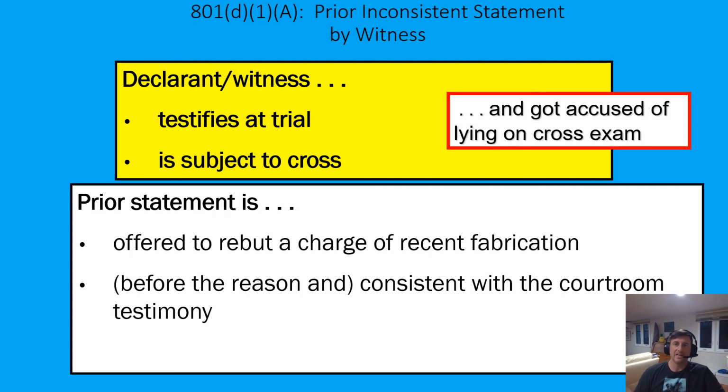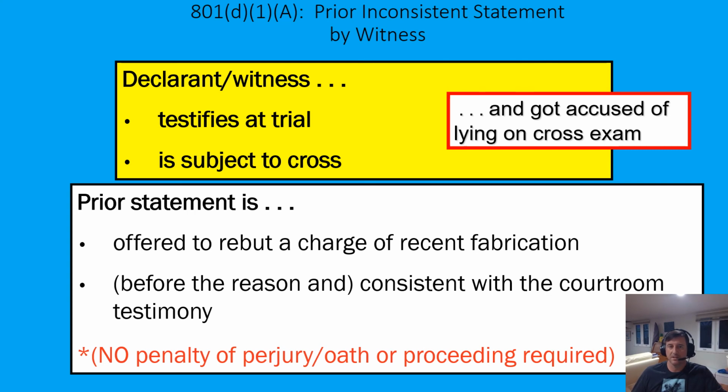And notice, it's not like inconsistent statement. There needs to be no fancy stuff. That prior statement could have been a statement to the police, which might be under penalty of perjury, but there was certainly no proceeding, certainly no deposition. It could be just an email to a friend where I said the car was red, and that predated the June. So really what we're looking for is you need to be challenged in some way on cross.